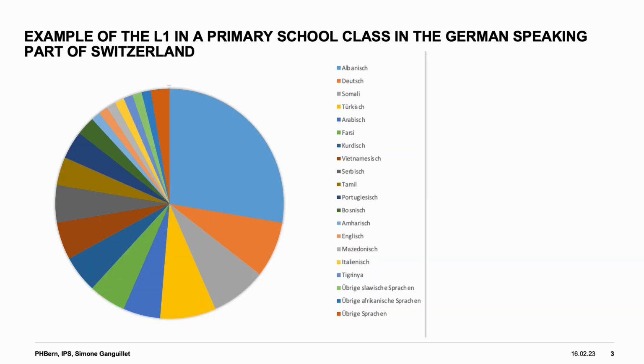On this slide, you can see the first languages in a primary school class in the German-speaking part of Switzerland. One could think that German is spoken the most, but in fact, the big blue piece of the pie is Albanian. I'm sorry I did not translate the languages for you, but I still think you get the idea that no national language is spoken the most in that school.